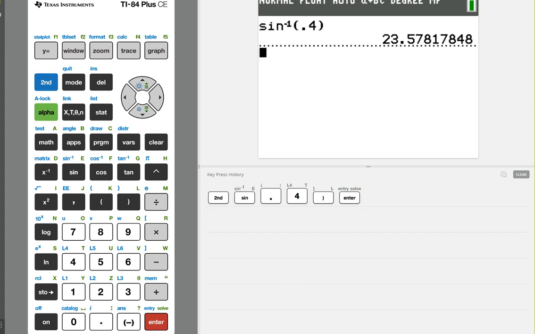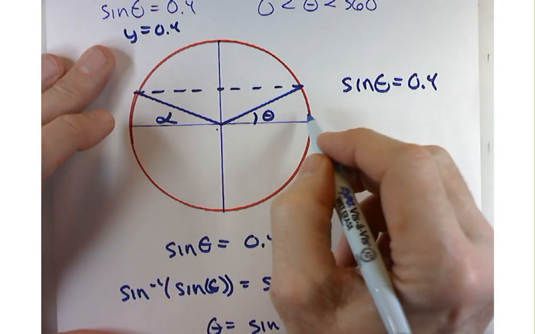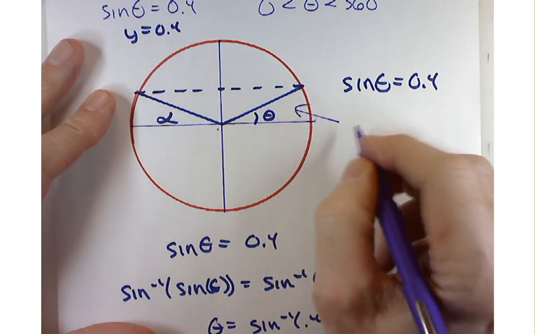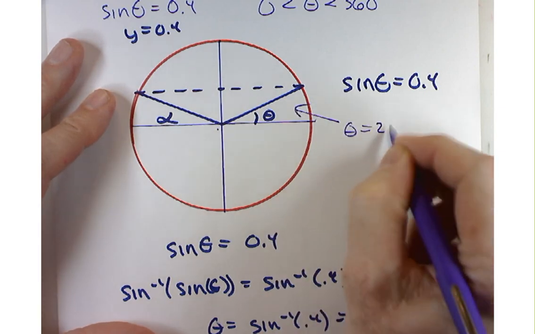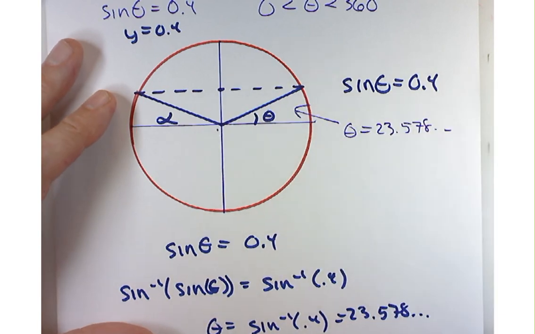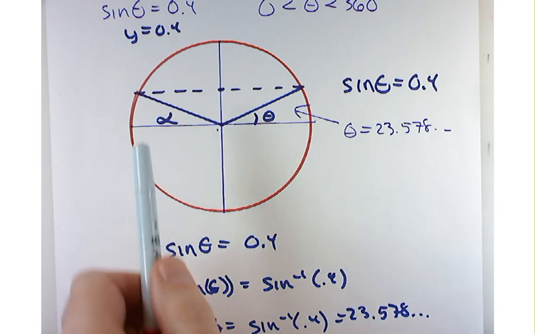That's great. But that's only one of my answers. So that would be this one right here. Theta equals 23.578. And you can round that to however many digits I ask for. Like probably the nearest hundredth like you gave. Yeah, nearest hundredth would probably be pretty good. But how am I going to find this other angle over here?